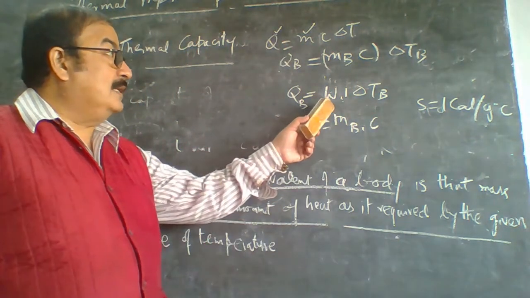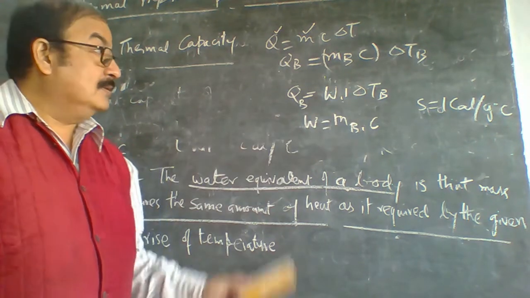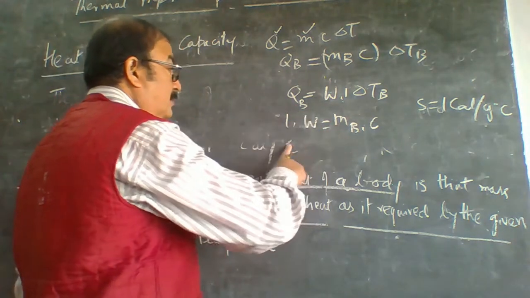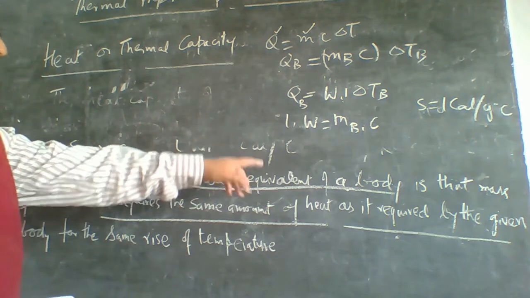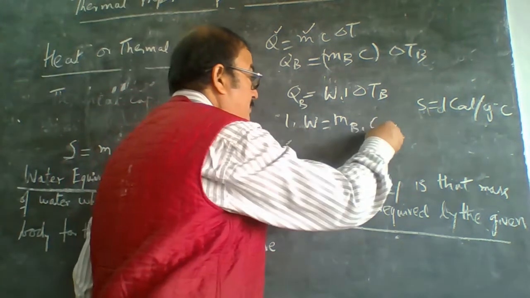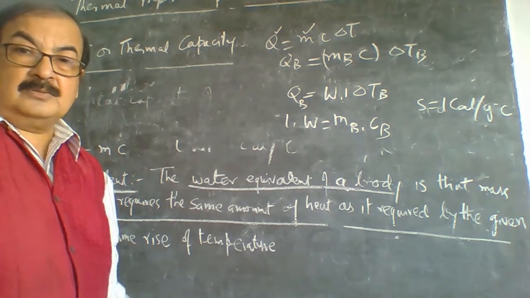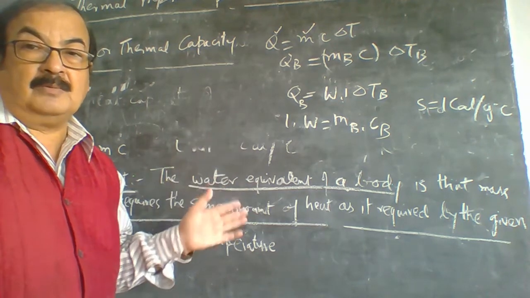Therefore, we can have W1 delta T, delta V. So here also, instead of W into 1, we write 1 into W equal to m d c. In general, it is the mass of the body and the specific heat of that body. So the product of mass into specific heat of a body is equivalent to the water equivalent of that substance.